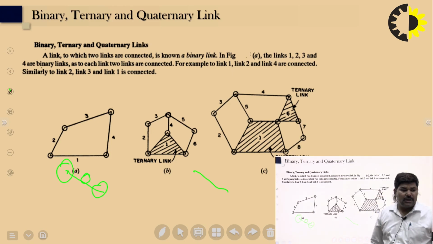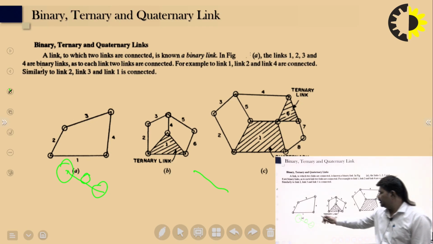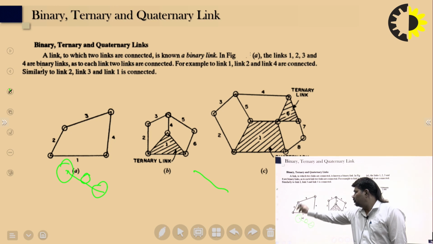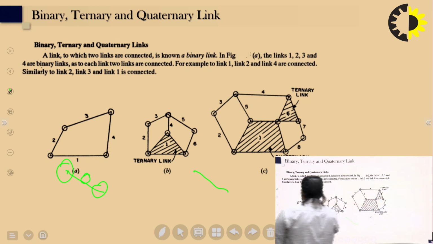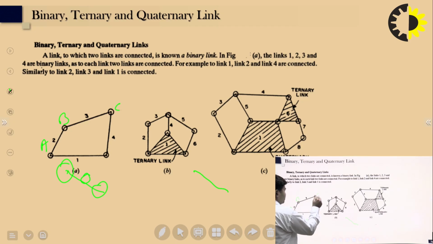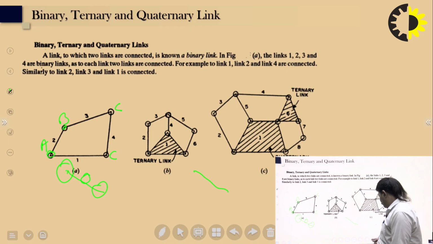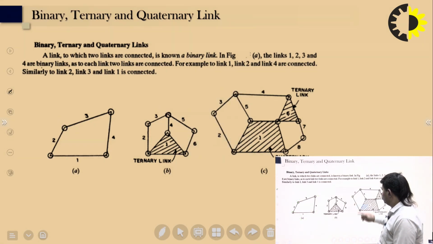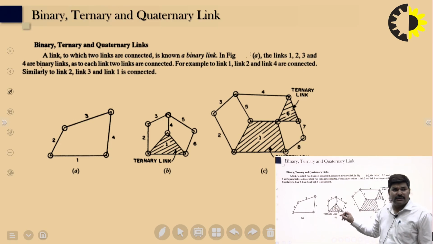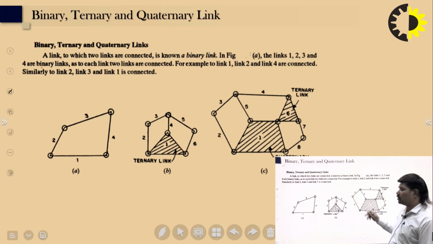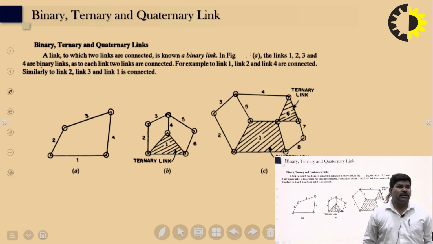There are some other things we can say, that is the binary link and ternary link. So you can see link 1, 2, 3, 4, 5 to point A. Here you can find A, B, point C and D. So two links are connected here, then two links are connected here. So we can say that is the binary joint. Here you can say there is a ternary link in this case. So these are ternary links. Here is the quaternary link. The solid body is the quaternary link, and there is the ternary link.